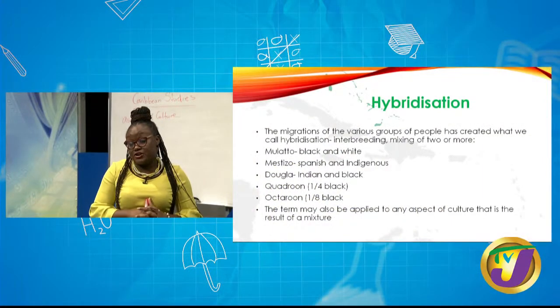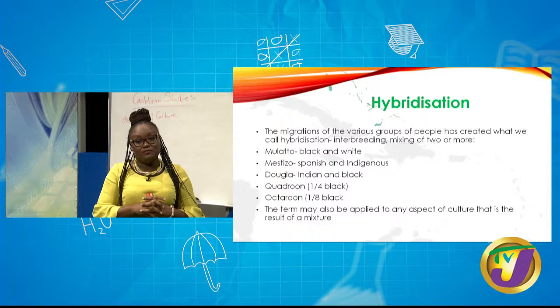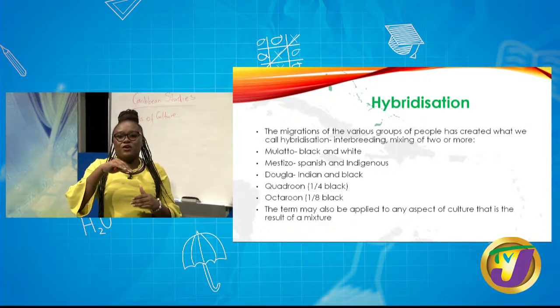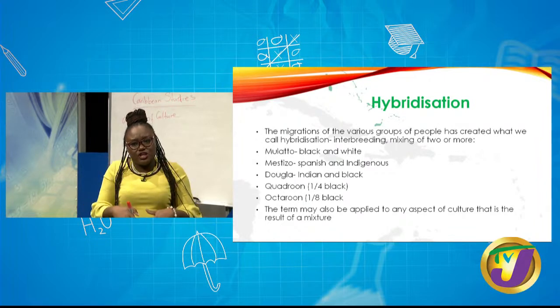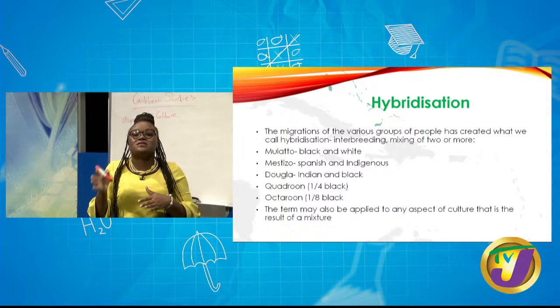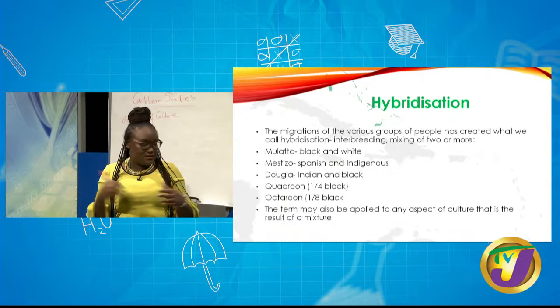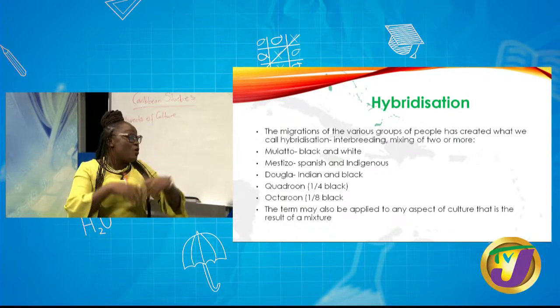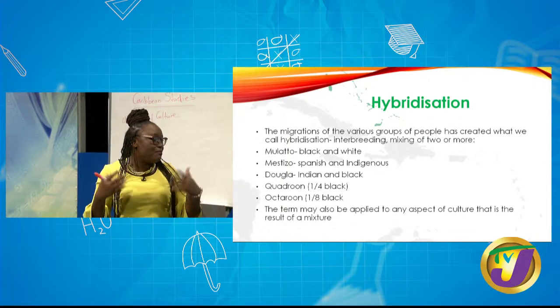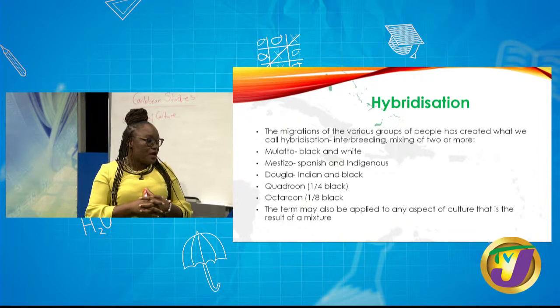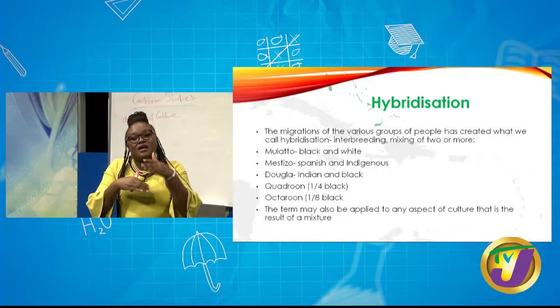Then we have Dugla. Dugla now came into the Caribbean, even though the word did not originate in the Caribbean. It originated in India, right? And it really referred to the groupings at the bottom of the society, or bastards. So the terminology was adopted into Caribbean culture, and it is used to refer to the mixing of Indian and white. And then you go down and you have quadroon, which is one quarter black, and then octoroon, one eighth black, and so on and so forth. So we have this mixing in the Caribbean.